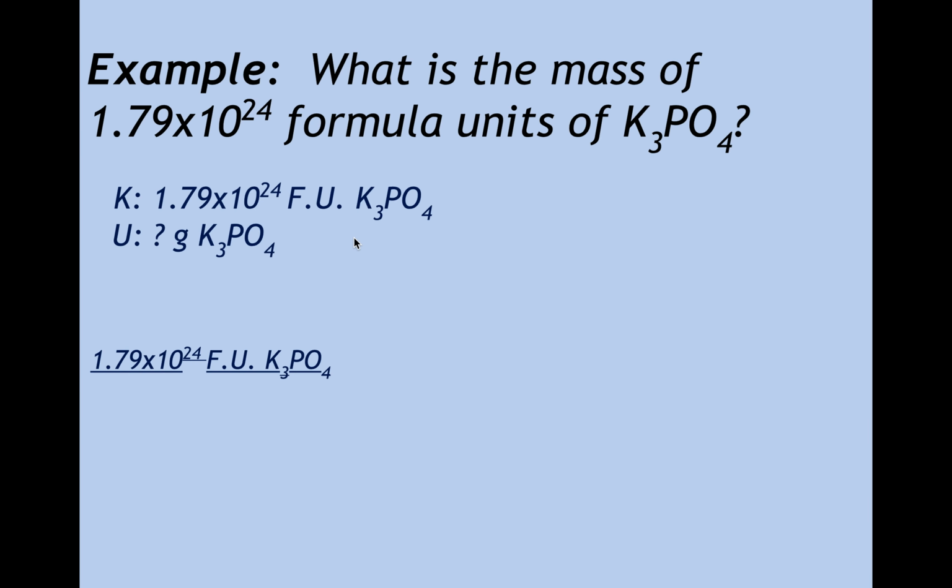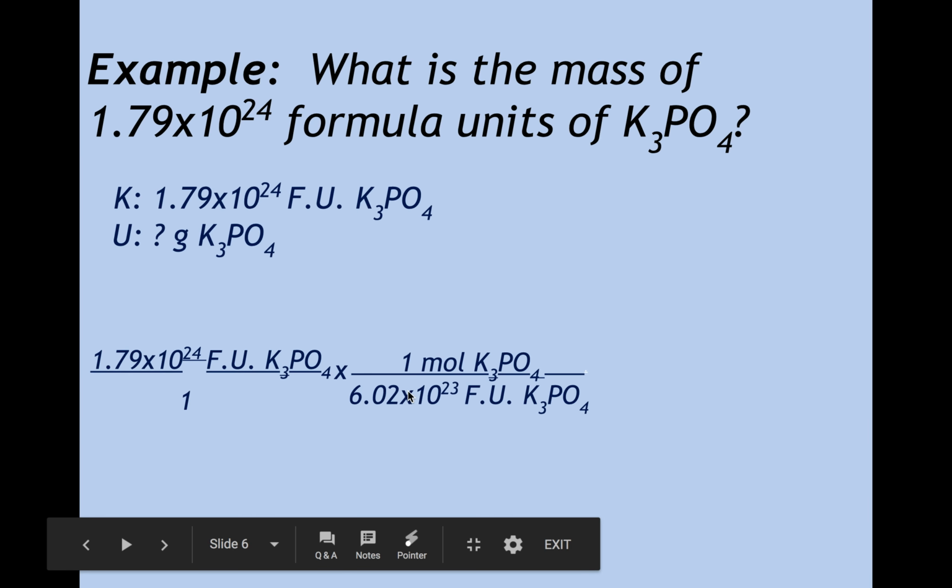So here's what I'm given, and I put it over 1. I'm going to multiply that by my conversion factor. Well, a mole of potassium phosphate would contain this many formula units of potassium phosphate. I make sure my units cross out. Now, I still don't have grams, which is what I'm trying to solve for, so I know I need to keep going.